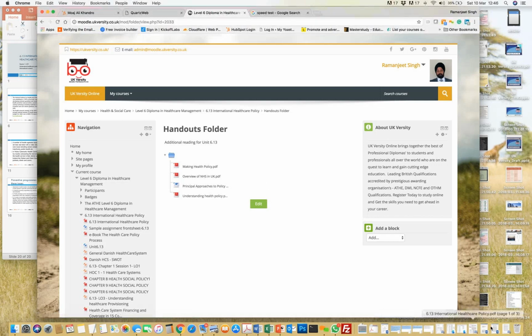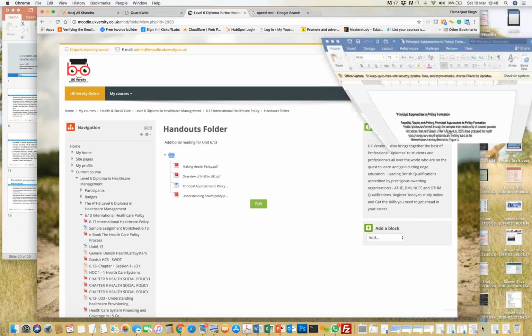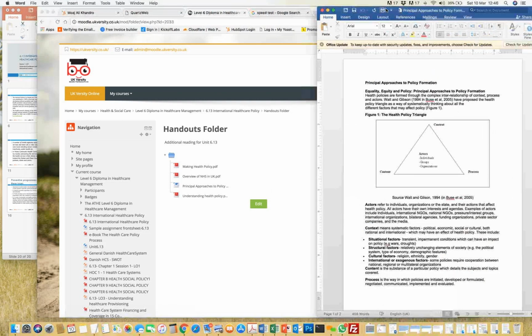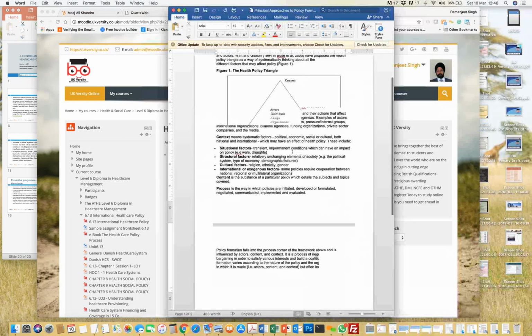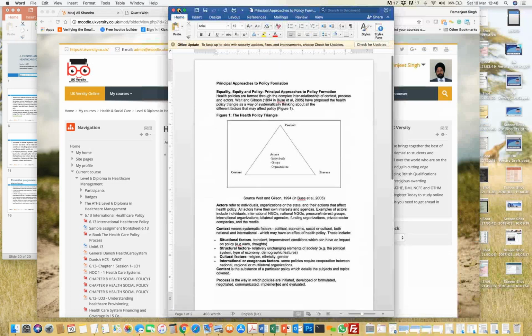The Word document in particular is only one page, to understand how policy formation happens, and this is the context of the health policy triangle, which I briefly explained. So this document is already there.